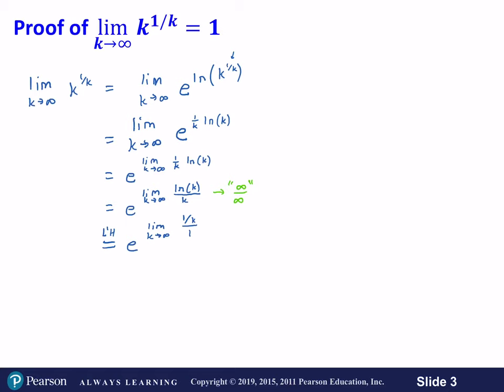All right, and so now the limit of 1 over k over 1, that is just 0. So we have e to the 0, which is 1, which is exactly what we wanted. We wanted to show that this thing was equal to 1. So if you wanted to use this fact on an exam, on any sort of quiz, anything like that, you would have to show this work. All right? So that's the basic idea here.